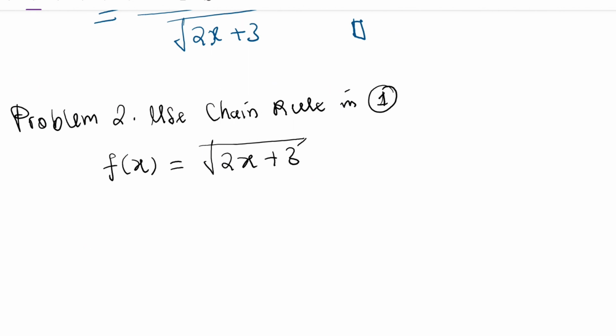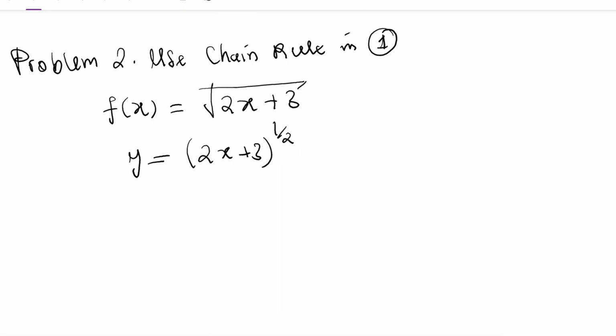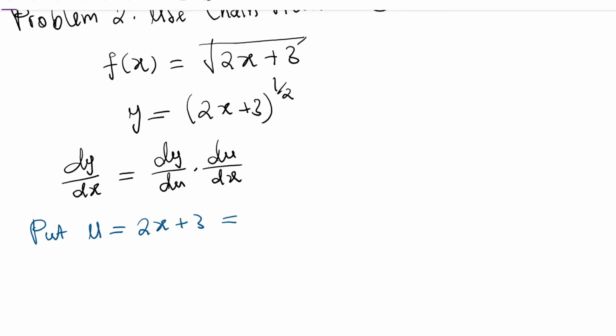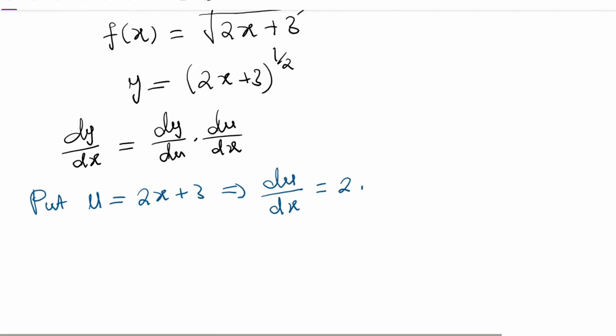Now we are going to apply the chain rule, so we can write our function as y is equal to 2x plus 3 to the power 1 over 2. Now the chain rule tells us that dy dx is equal to dy du multiplied by du dx. Now we're going to put u to be equal to 2x plus 3. This implies du with respect to x is equal to 2.